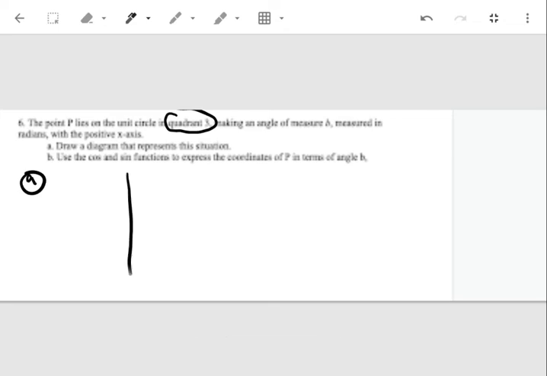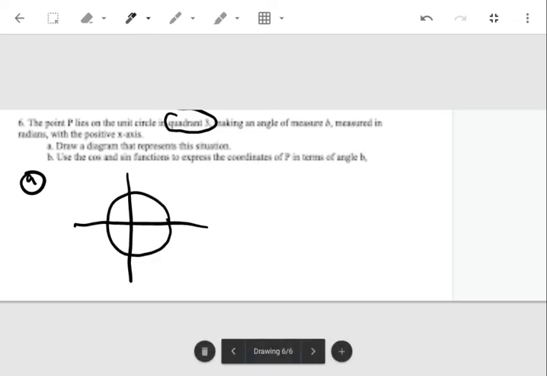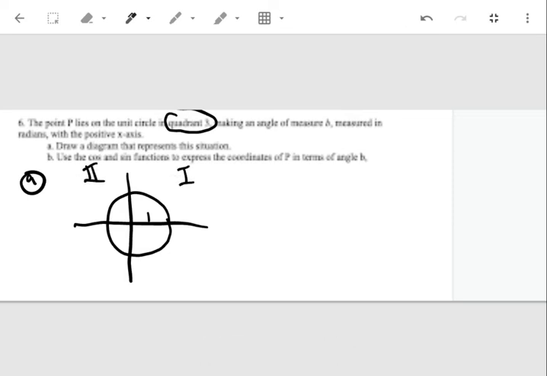So what I'm going to do is make an axis. I'm going to draw a unit circle. Okay, so there's my circle on the x-axis, and then we know that the point P has to be in quadrant 3. So remember, my quadrants start in the top right with quadrant 1, and then this is quadrant 2, and then this is quadrant 3, and this is quadrant 4.